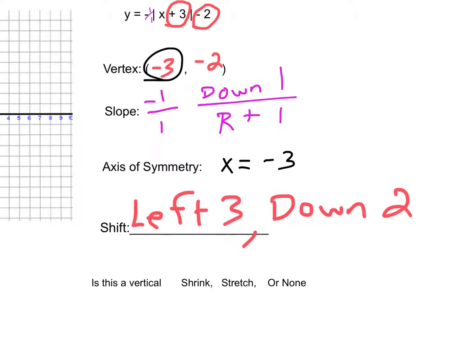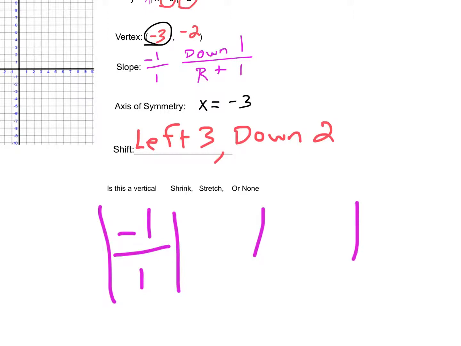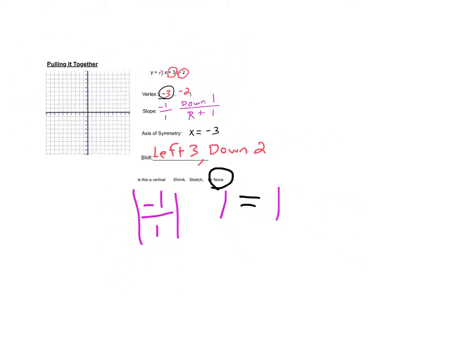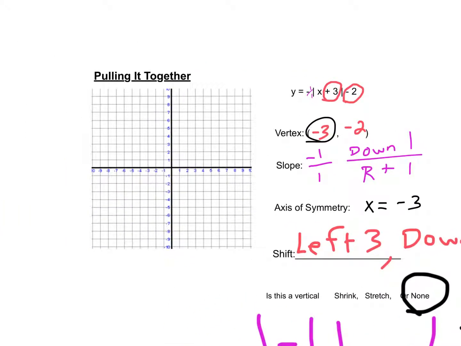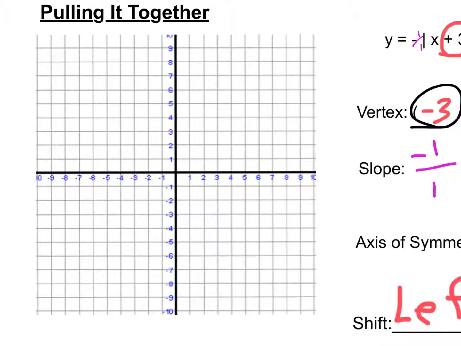Now let's worry about the shrink, stretch, or none. Looking at my slope, it's a negative, so remember we have to do the absolute value. So we get 1. Is 1 less than 1, greater than 1, or equal? We all know that's equal, so this is none. Now let's talk about graphing. Our vertex is -3, -2, so according to my shift, I went to the left 3 and down 2. Right there. Now my slope is -1 to 1, so I'm going to go down 1, right 1. Down 1, right 1. Down 1, right 1.